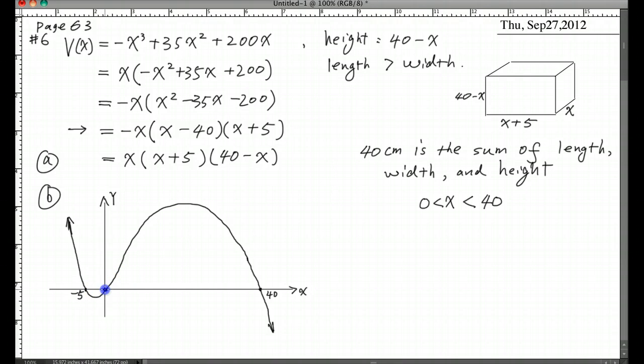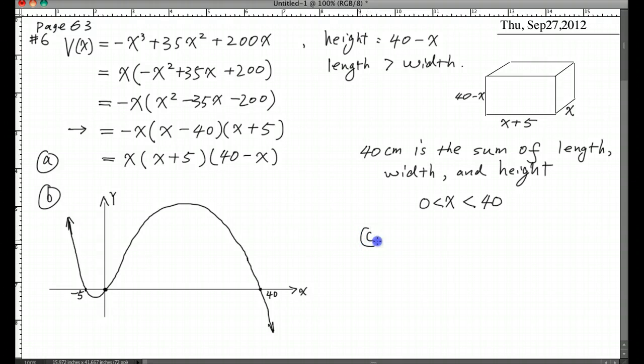And then B is really asking, what do the x-intercepts represent? So we can interpret that 0 is the minimum. It actually cannot be 0, it has to be more than 0. So x must be greater than 0, and then 40 is the number x has to be less than. And this negative 5 doesn't really have any meaning in this case.